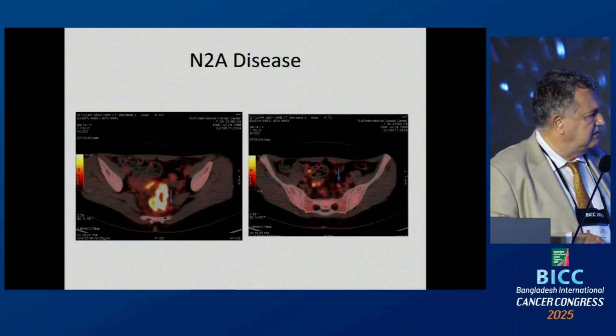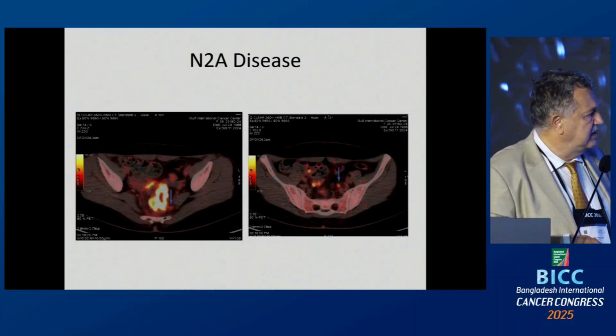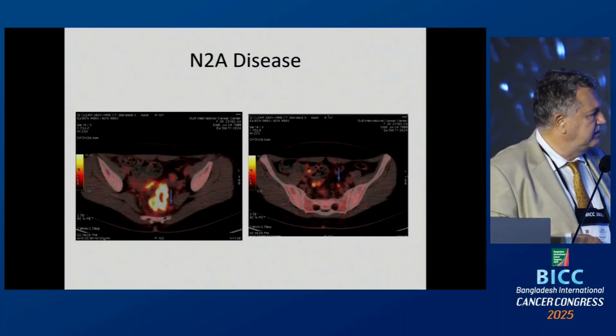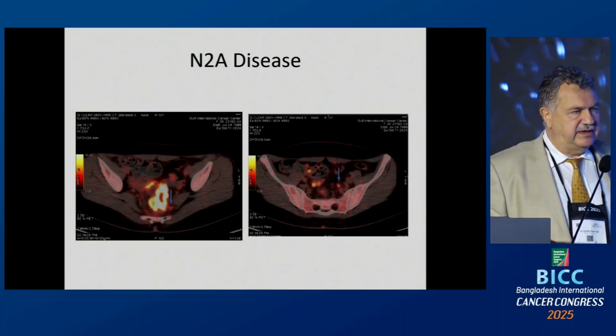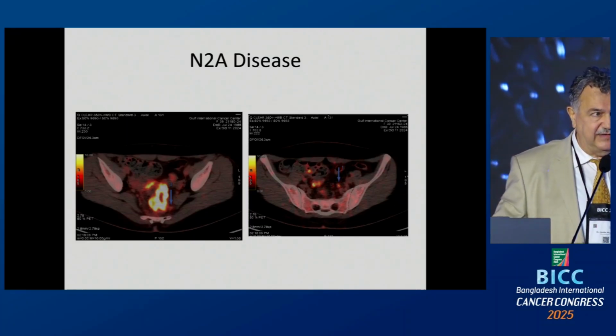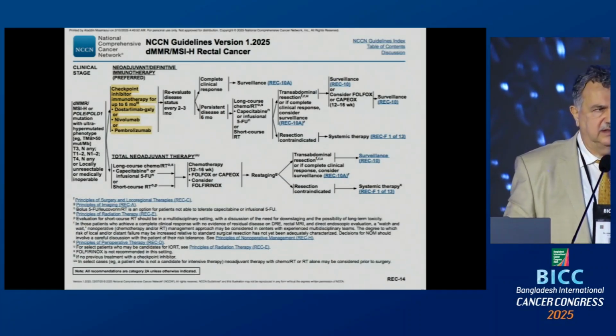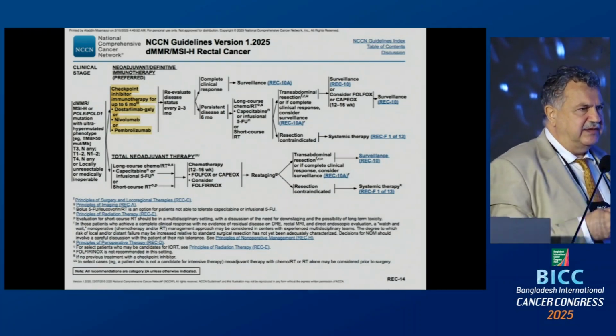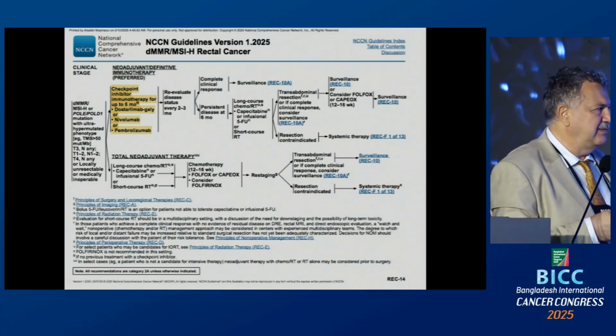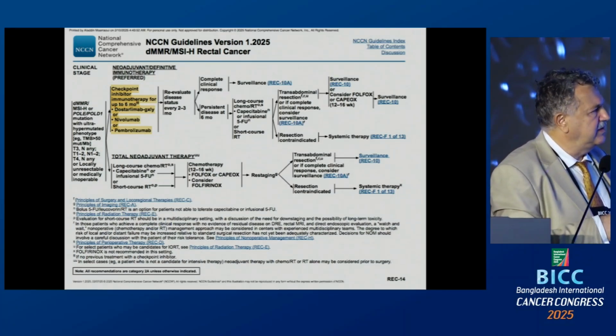And you see some lymph nodes involved around it. We marked some of them. So it's N2A disease, so we are dealing with a stage 3B rectal cancer. This case is actually from roughly November last year.